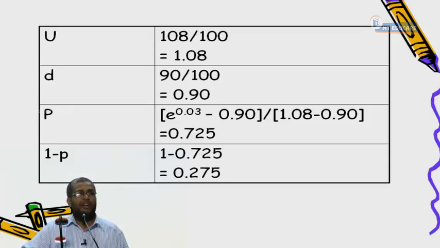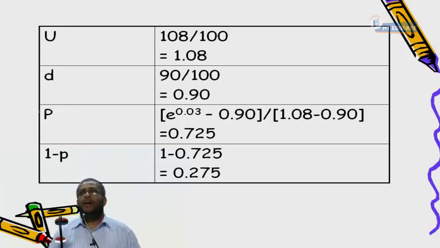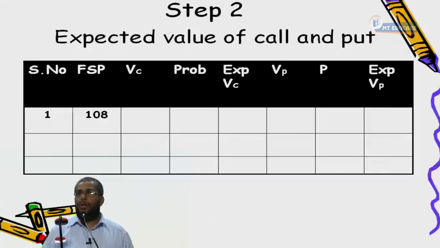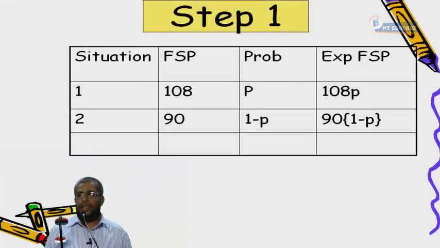We are not calculating the probability of the upper and lower prices. That is, the probability of 108 need not be 72.5%. It can be any number.